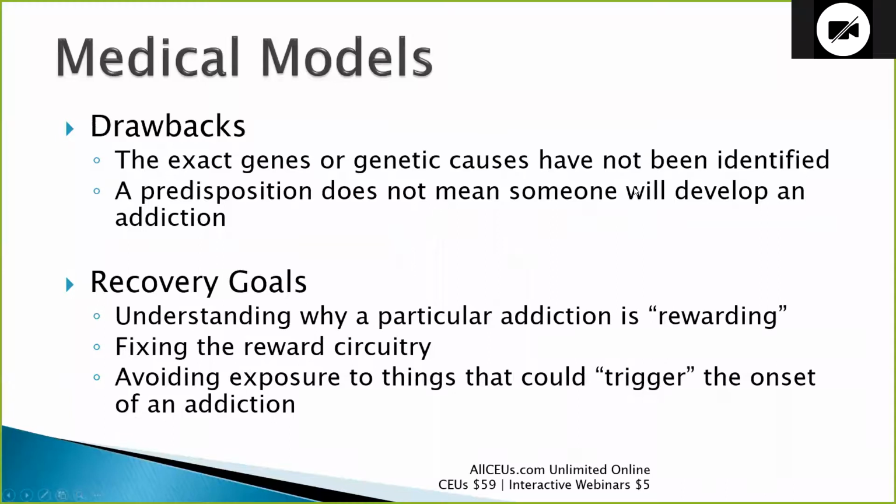The drawbacks: the exact genes and genetic causes haven't been identified, and a predisposition does not mean causation. So we can't say that if somebody comes into your office and they've got a runny nose and watery eyes and a scratchy voice, and they say they feel like crap, that means they have a cold. Not necessarily. They could be intoxicated on opiates. They could have any range of allergies. There's a whole bunch of things that could be going on when we look at the presenting issues, if you will.